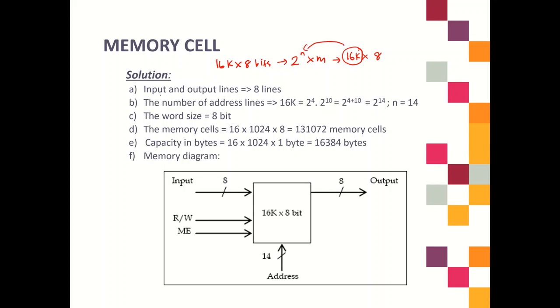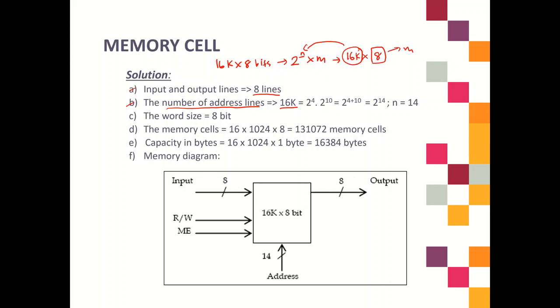So we go to the solution first. The first solution, the input and output lines, is 8 lines because this is your m, so your m is 8. So that's why your input and output lines are 8 lines. Now we can find the n value. For the second solution, the number of address lines for 16K.